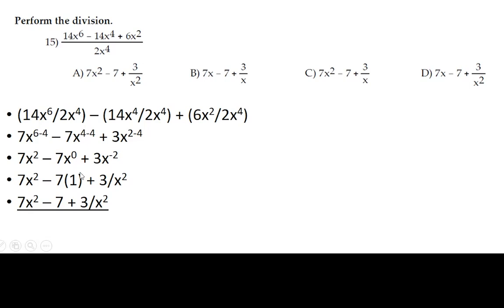Now, anything to the 0 power is 1, so x to the 0 is 1, and that x to the negative 2 travels to the bottom, leaving the 3 behind on top, 3 over x to the positive 2, 3 over x squared. And finally, 7 times 1 is 7. So we have 7x squared minus 7 plus 3 over x squared.